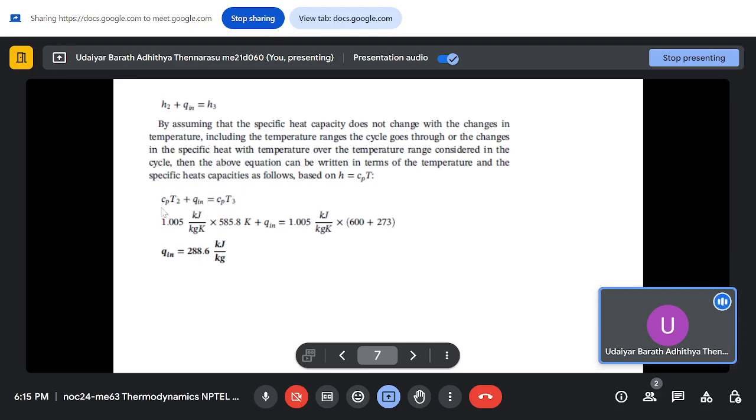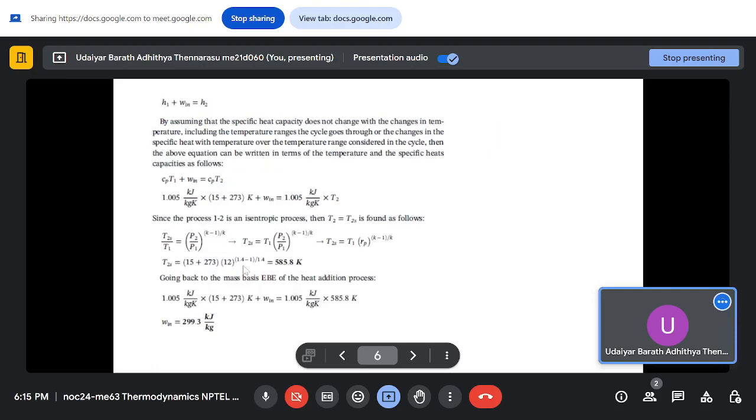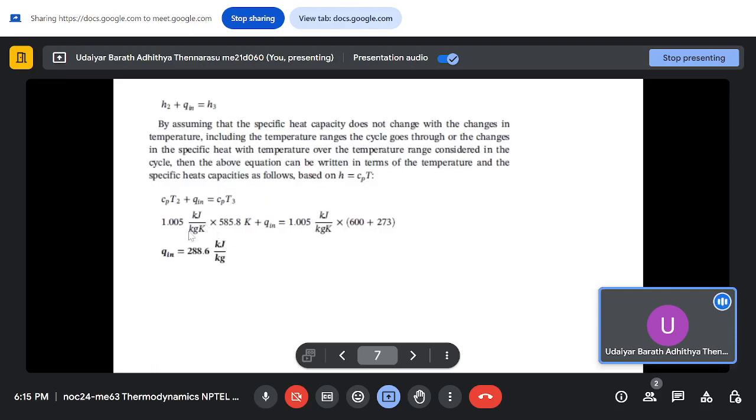So we write Cp as 1.005, and we know T2 and we know the maximum temperature T3, so 600. We substitute that, so from there we can find out Qin is 288.6 kilojoule per kg. So that is the heat added.